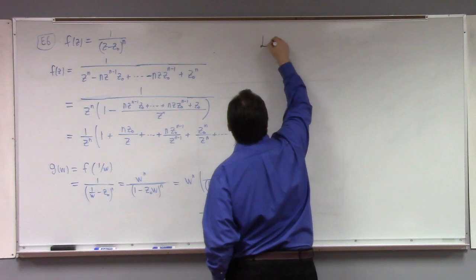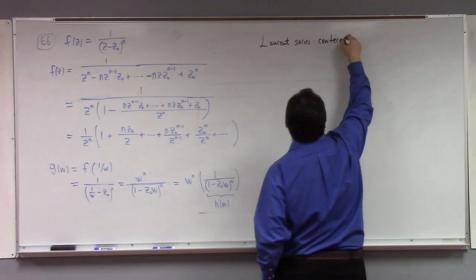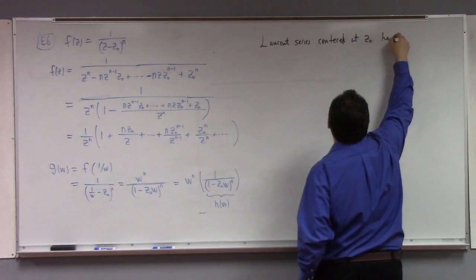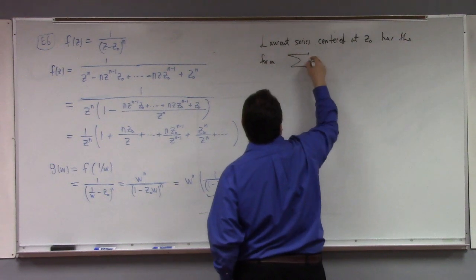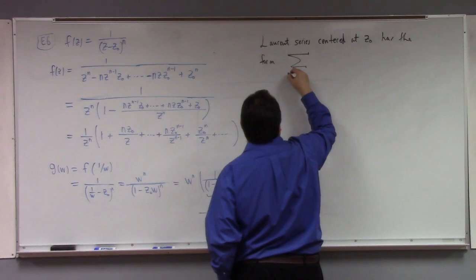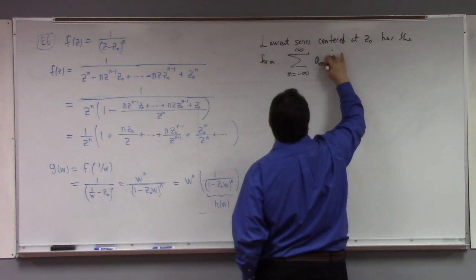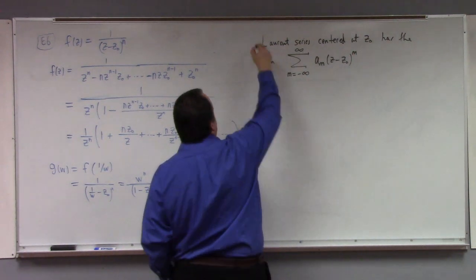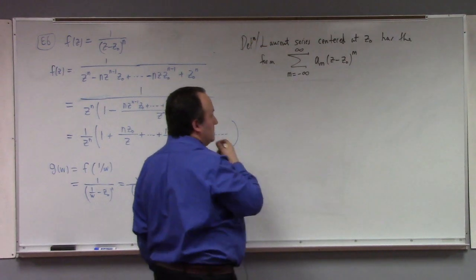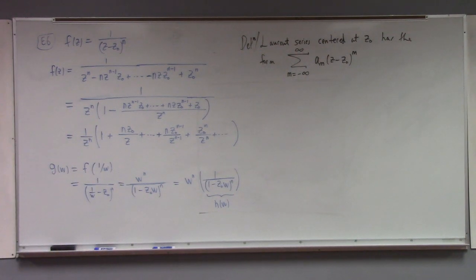A Laurent series centered at z naught has the form the sum, m equals minus infinity to infinity, of a sub m times z minus z naught to the power m. So it's just a power series paired with an infinite sum of reciprocal powers.